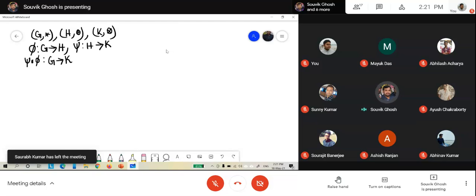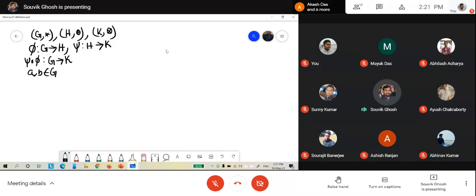Since this is defined from G to K, let us choose two elements A and B belonging to the set G, and we apply this function on these two elements.